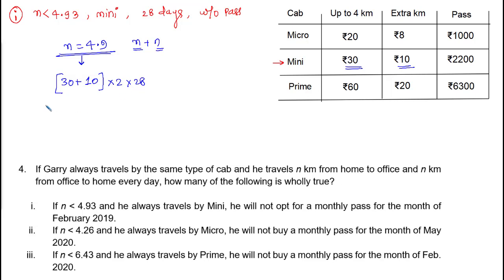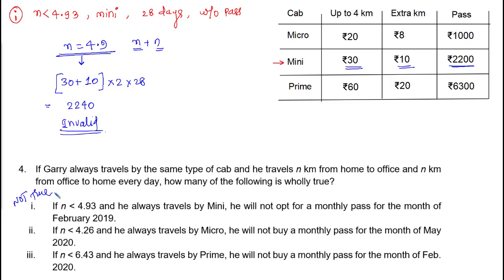So let's do this calculation. 30 plus 10 is 40, into 2 is 80, into 28. This multiplication is going to be 2240. The pass cost is 2200 rupees and the expense is 2240. So this statement is invalid. We are definitely going to purchase the pass here. That is why the first statement is not true.